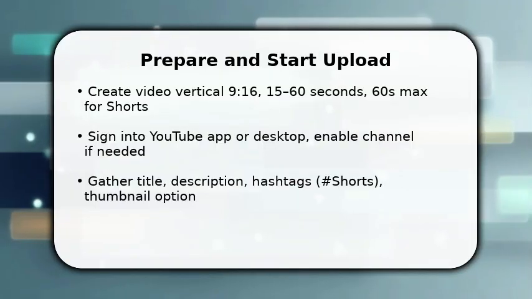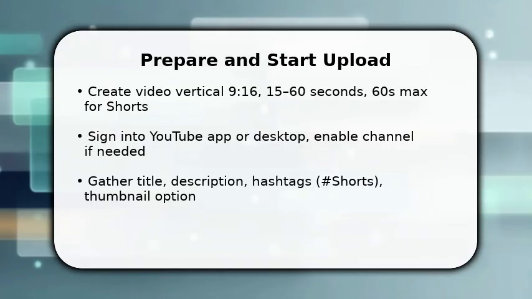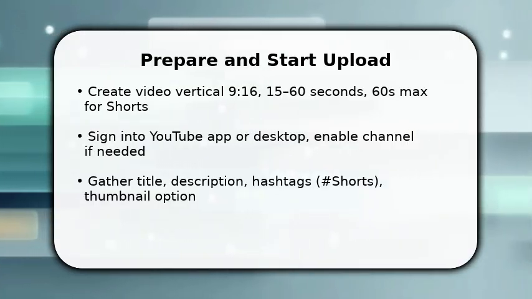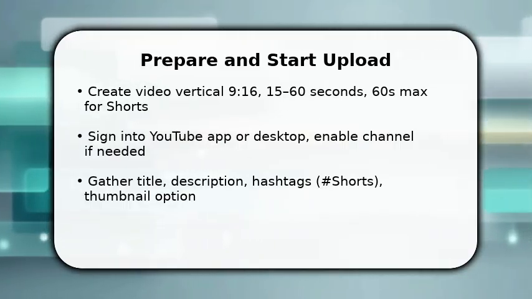You begin by opening the YouTube app or desktop and signing into the channel you'll use. Once done, tap the Create Plus icon or the Upload button, select your vertical 9/16 video between 15 and 60 seconds. Make sure your file name and basic metadata are ready. A concise title, a short description, and relevant hashtags like #shorts to help discovery.